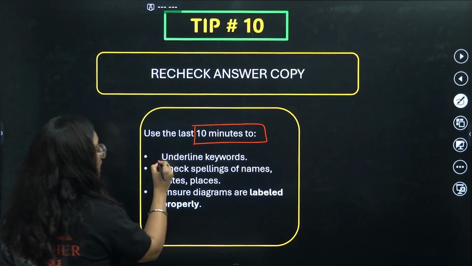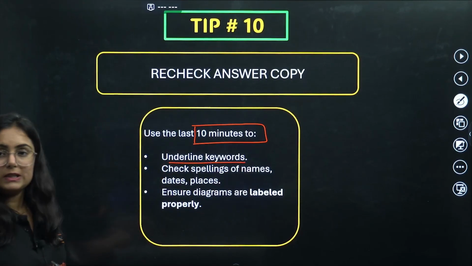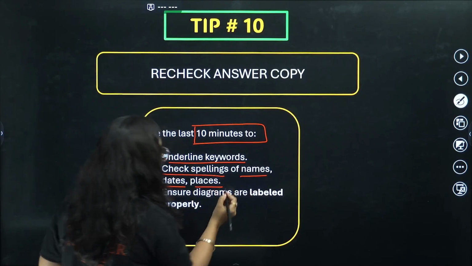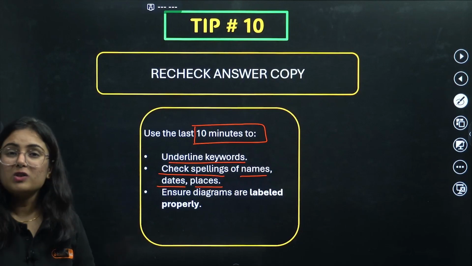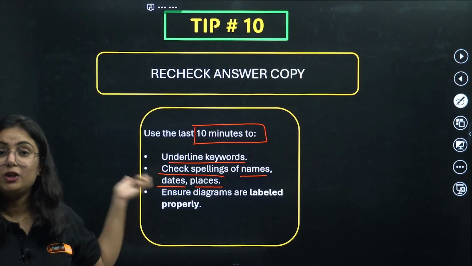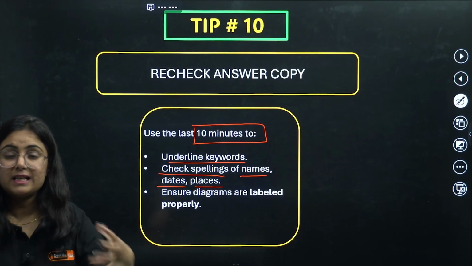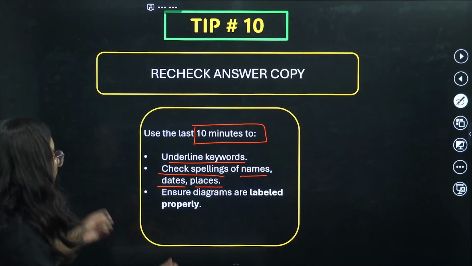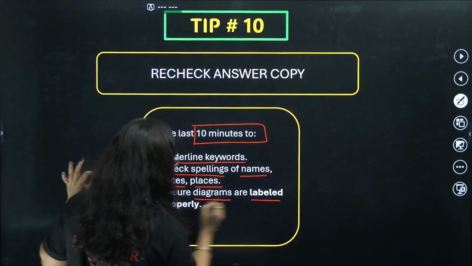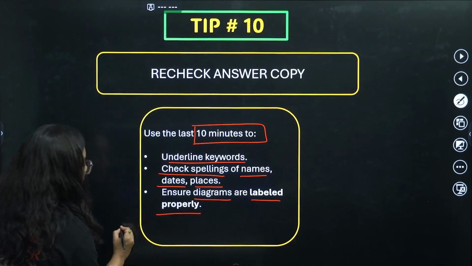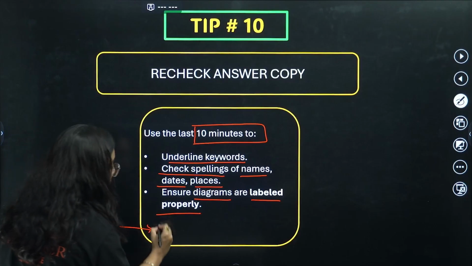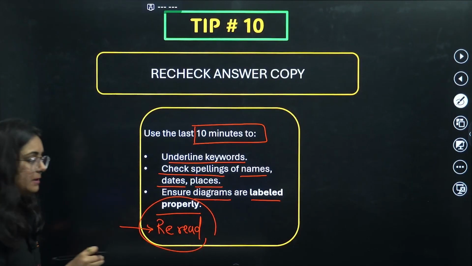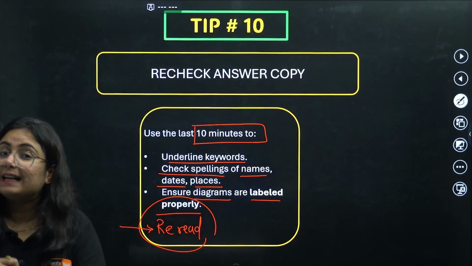You should choose to underline the keywords in these 10 minutes. You should check the spellings of names, dates and places, because we don't want to lose marks for silly mistakes that are usually made in writing wrong spellings, wrong names, etc. We can't give away marks on this thing, beta. And ensure that your diagrams are properly labeled. I would suggest that if you are left with time, reread all the answers. If you reread and find any mistake, this is a good time to correct it.